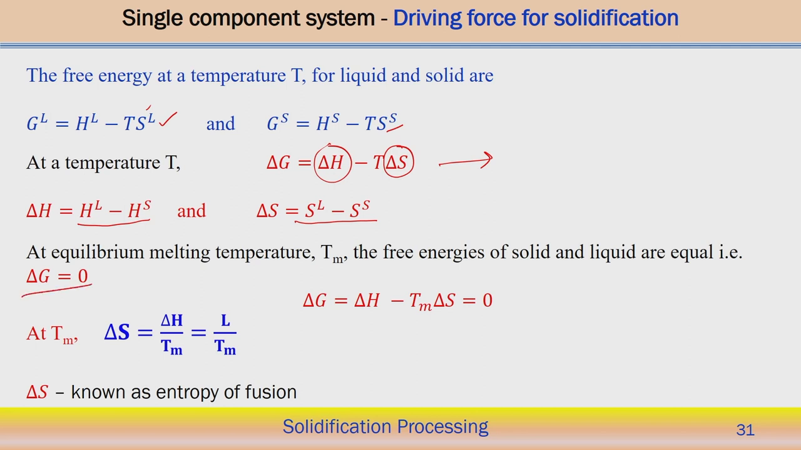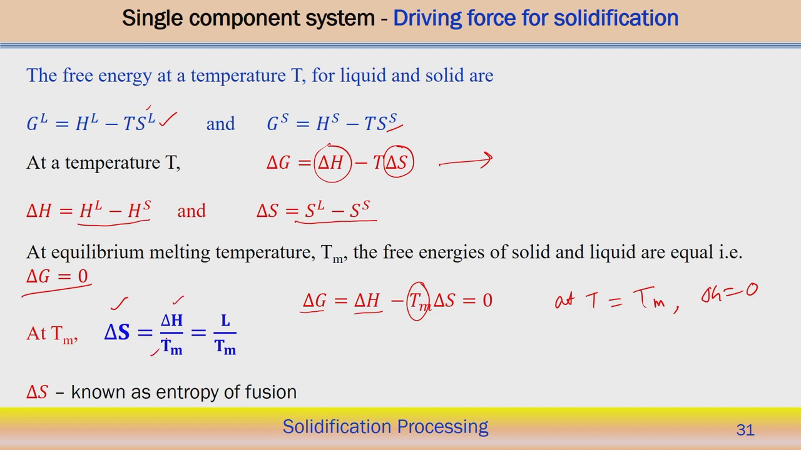So, when delta G equals 0, delta H minus T_m delta S equals 0. Here T_m means at temperature T equal to T_m, delta G equals 0, because the Gibbs energy for the solid and liquid phases are both the same. So from here we can estimate that delta S equals delta H by T_m.